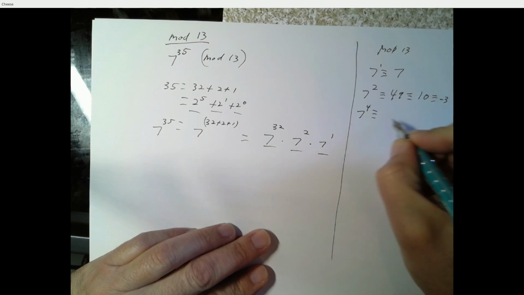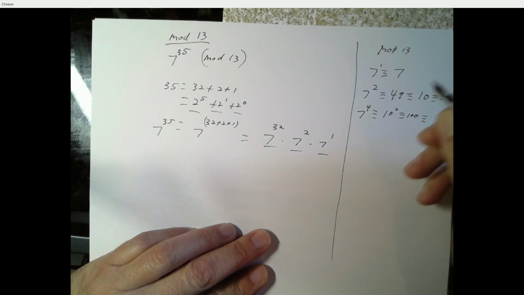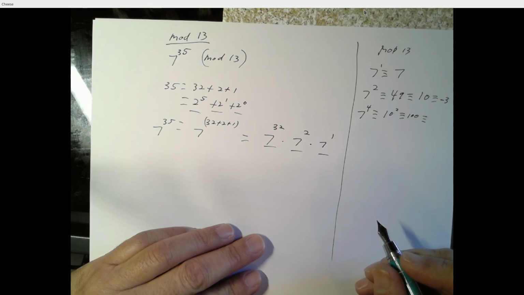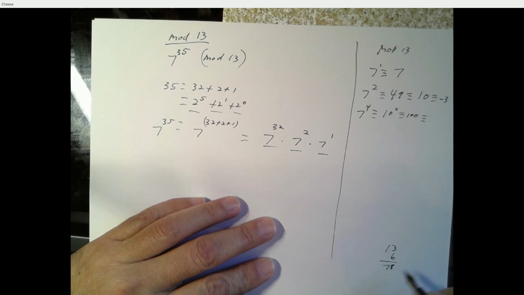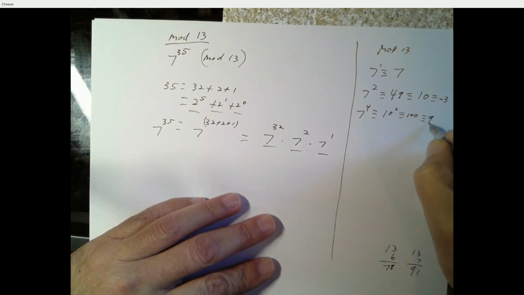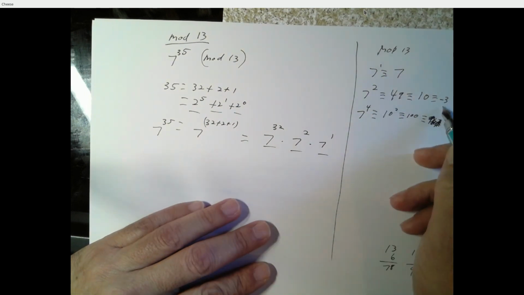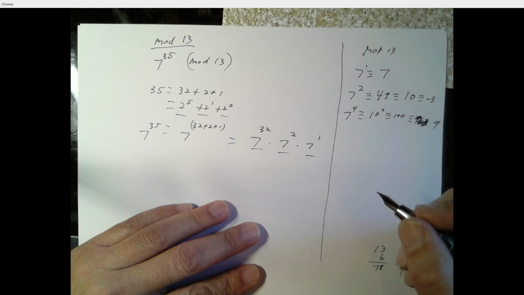7 to the 4th is the square of 7 squared, so this is 10 squared, which is 100. And 100 mod 13, well, 13 times 5 is 65. 13 times 6, let's put some scratch work down here, is 78. 13 times 7 is 91. That's probably our answer. So this is congruent to 91, which is a multiple of 13. This is 9 more, so this is congruent to 9. But if I had stuck with 7 squared is congruent to minus 3, I could have said 7 to the 4th is congruent to minus 3 squared. Minus 3 squared is 9, and I'd be done.